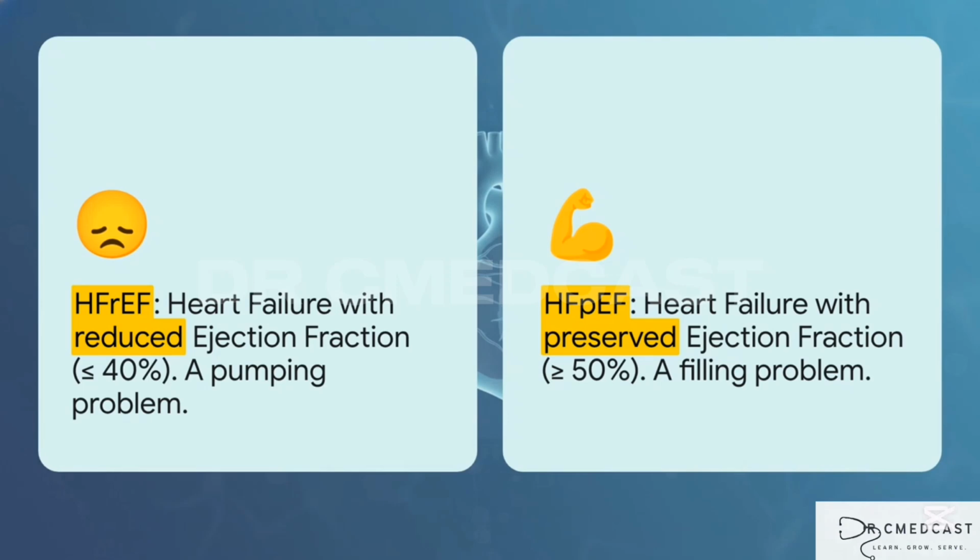Now, here's a really critical distinction you've got to know for your exams, and it's all about the ejection fraction. We split heart failure into two main types. On one side, you have HFrEF, or heart failure with a reduced ejection fraction. This is your classic systolic failure. The heart muscle is weak and can't squeeze hard enough. On the other side is HFpEF with a preserved ejection fraction. This is diastolic failure. The ventricle isn't weak, it's just stiff and can't relax properly to fill with blood. This really matters because most of our evidence-based, life-saving therapies are targeted at HFrEF.